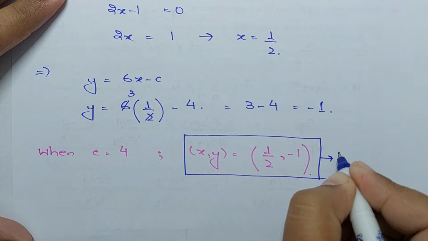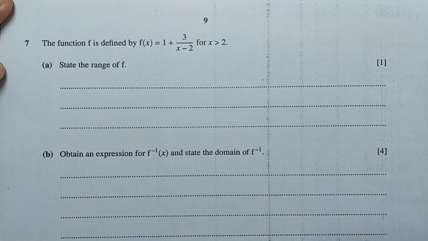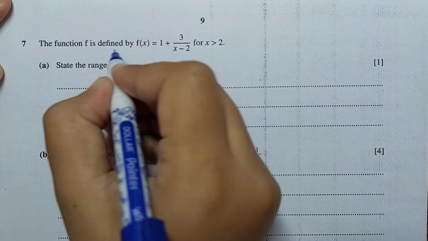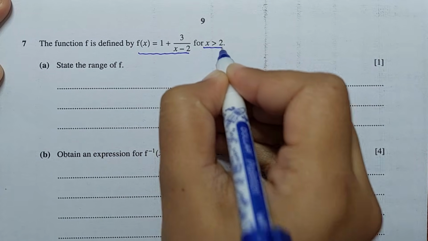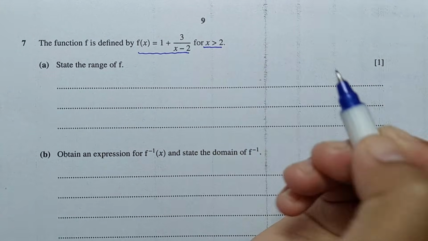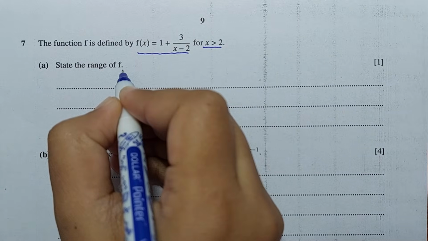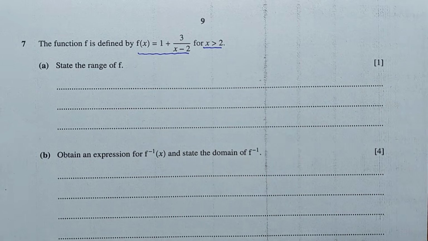This is the coordinate for point P. Question number 7. The function f is defined by f of x is this function, for x greater than 2, the domain is greater than 2. Part A, state the range of f. It is a 1-mark question.